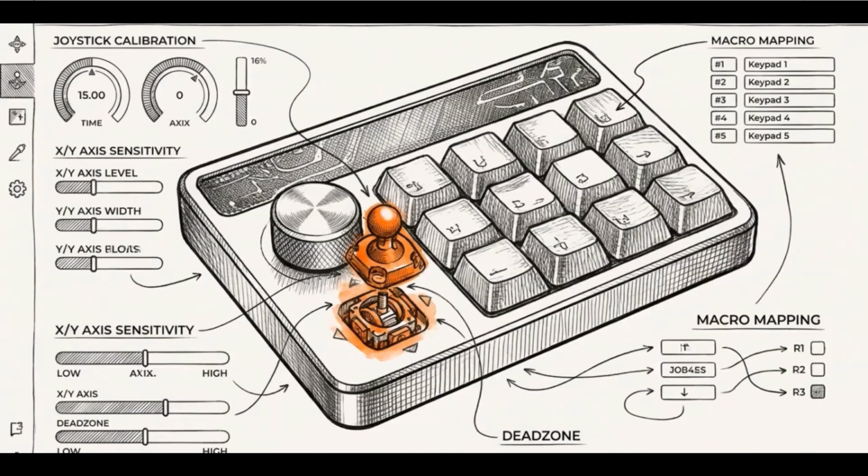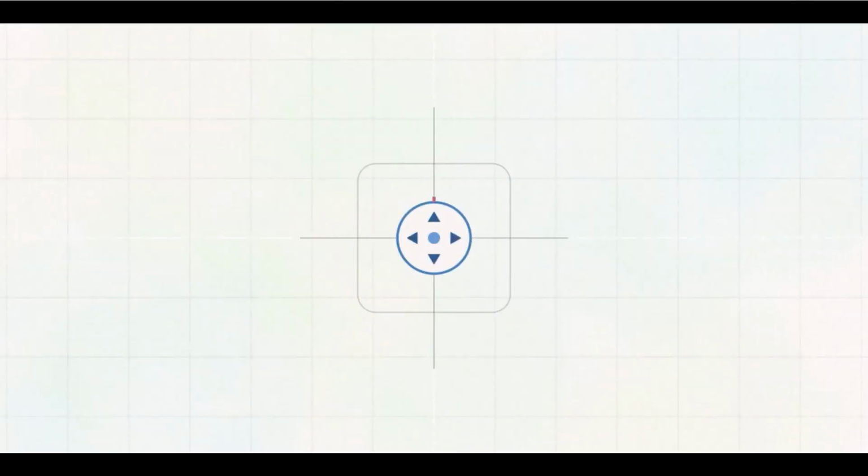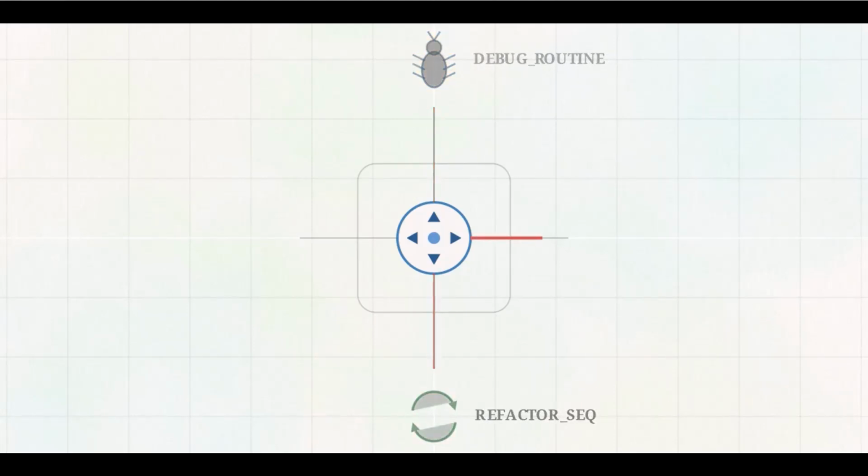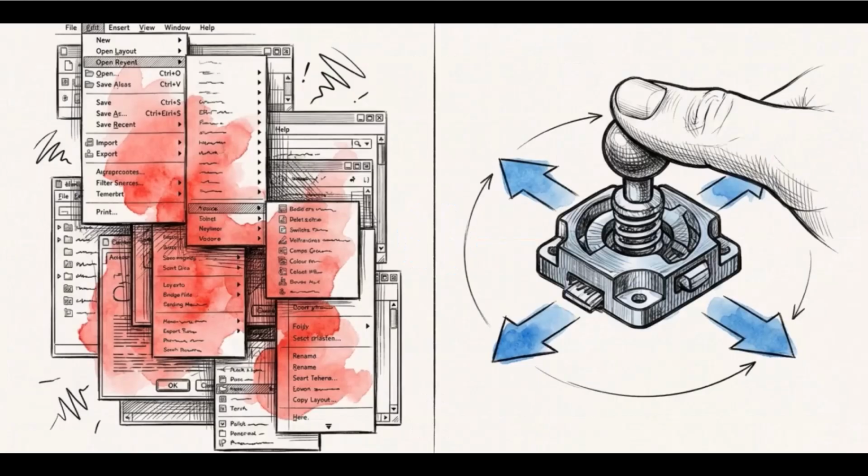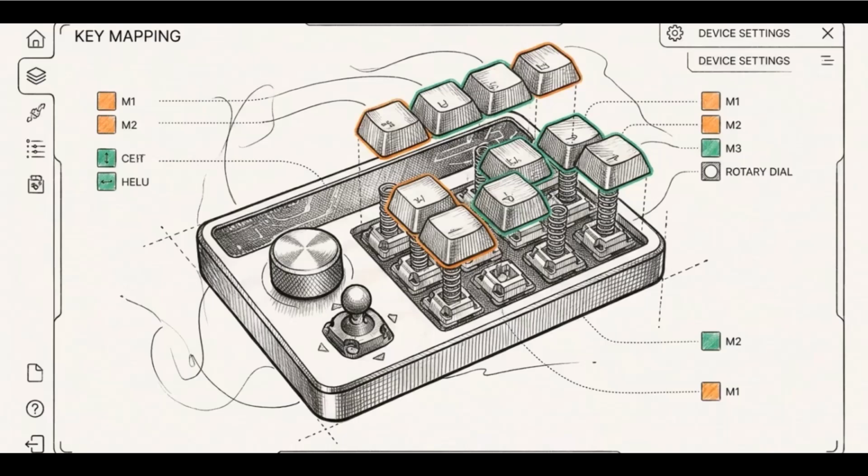Open the WorkLouder configuration software on your machine to map the joystick's directional axes. Using this schematic, map the up direction to trigger a debugging routine for console errors. Map down to run a code refactoring sequence, and right to open your current pull request for review. Consolidating these multi-step sequences into a single physical movement removes the need to navigate through IDE menus, keeping your attention on the code. Finally, return to the configuration software to assign actions to the 13 mechanical switches.